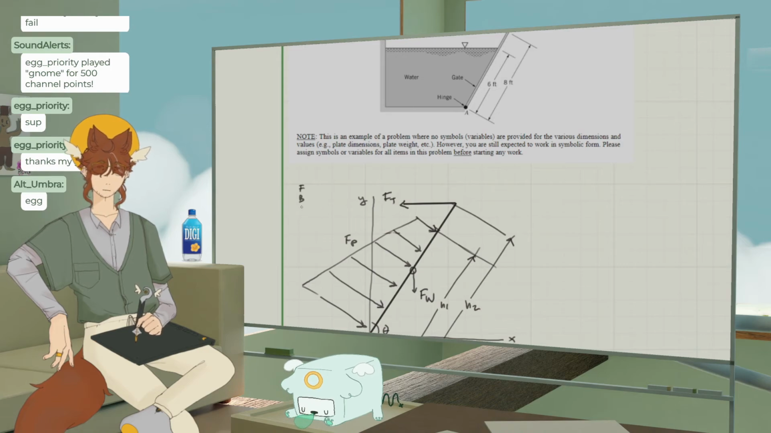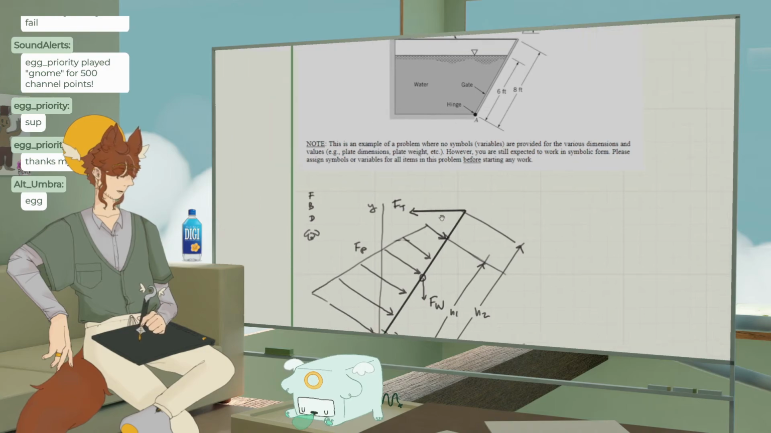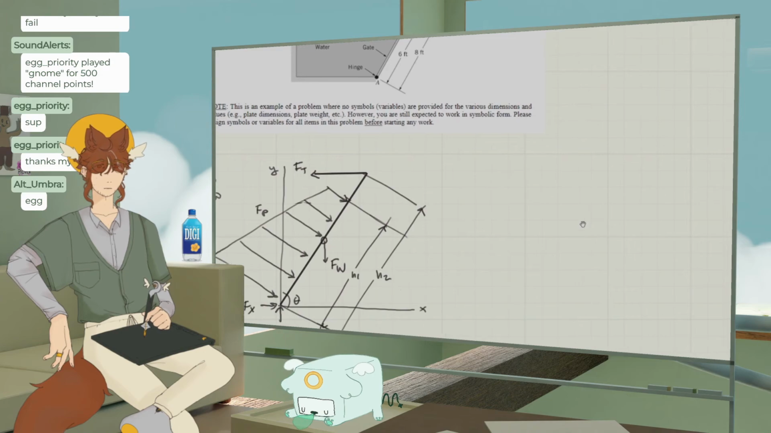FBD. 3 big dogs. Woof. Friction in the hinge is negligible. Okay. We're gonna turn this into a statics problem. So I'm gonna just say FP.